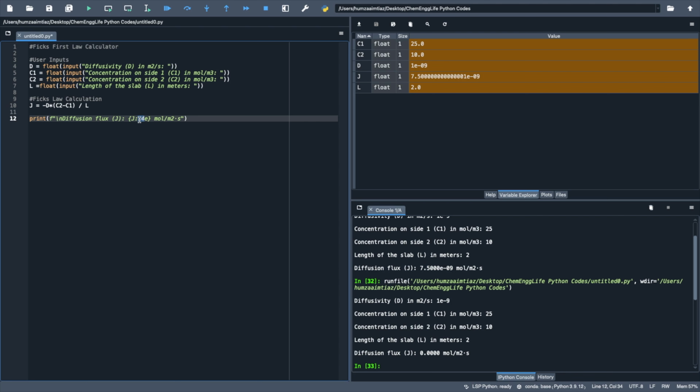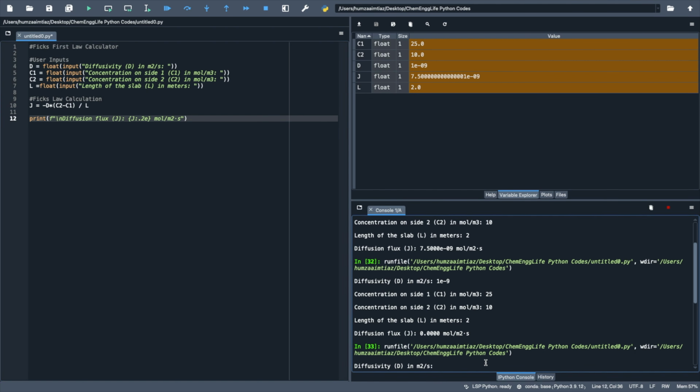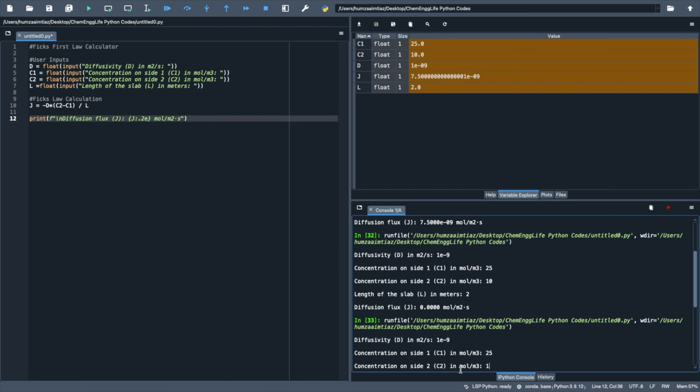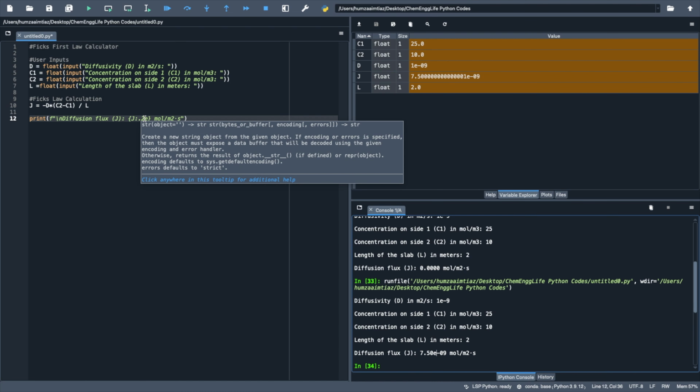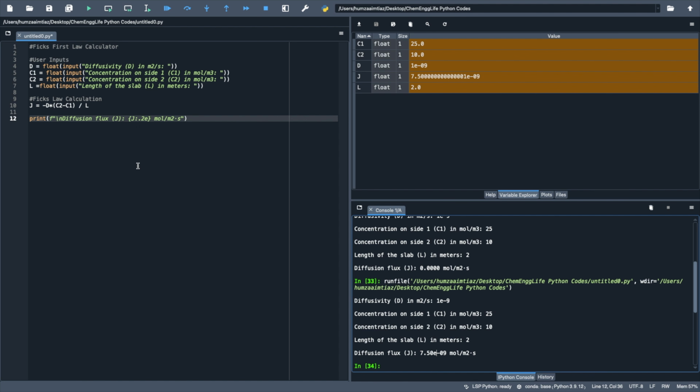And this .4 that I wrote before tells Python to write the answer in 4 decimal places. We could have changed that to 2. So if I run it again, I will once again write 1e-9, 25, 10, and 2. Then you'll see that you only get 2 decimal places. So it really comes down to how much accuracy you're looking for in your code. Whether you want 2 decimal places, 4, whatever, you can choose as many as you like. Depending on the type of problem or situation you have, you can change the decimal places as you go.